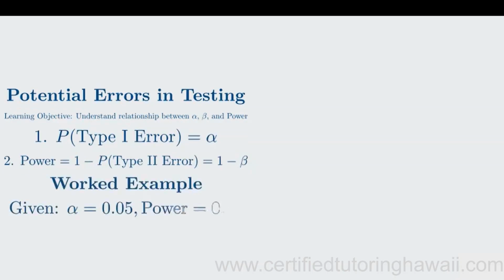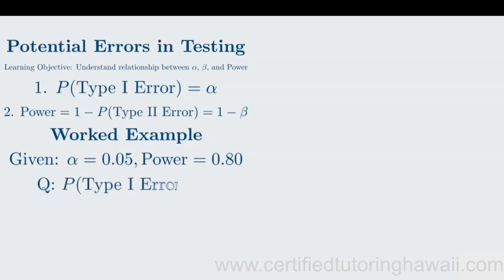Suppose a researcher is conducting a medical trial and sets the significance level, alpha, at 0.05. In the design phase of the experiment, a computer simulation determines that the power of the test against a specific alternative is 0.80. What is the probability of a type 1 error? This is the easy part. The probability of a type 1 error is simply alpha. So, it is 0.05 or 5%.